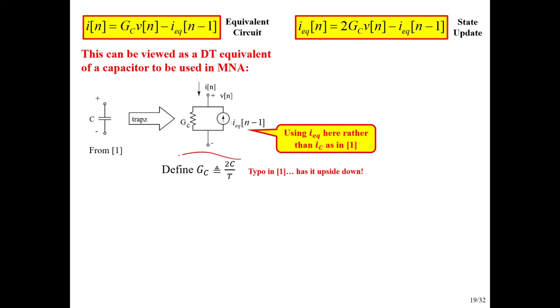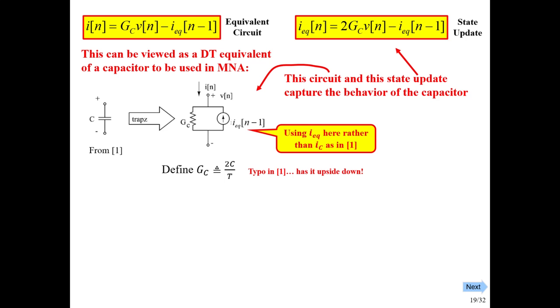And also, be aware in the paper, there's a typo. He has it T over 2C, but it's supposed to be 2C over T. So if you do download this paper, make sure you go through and fix all those things. So this circuit, together with this state update, is what our discrete time model needs to mimic a capacitor in this discrete time model for the circuit.